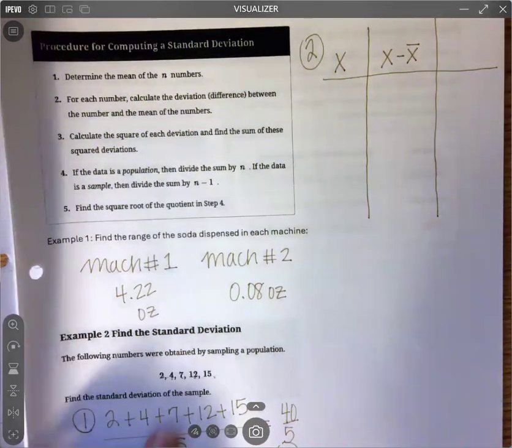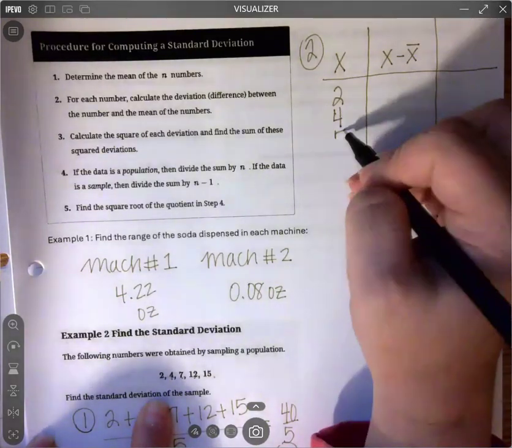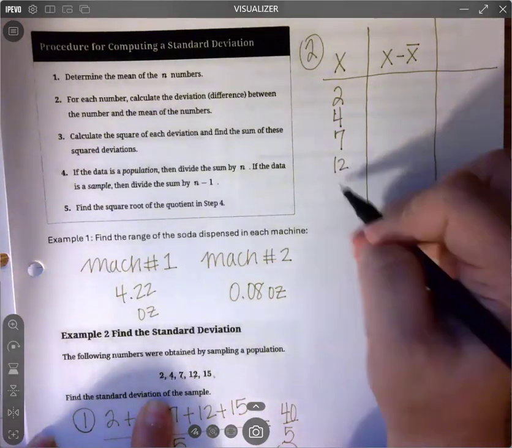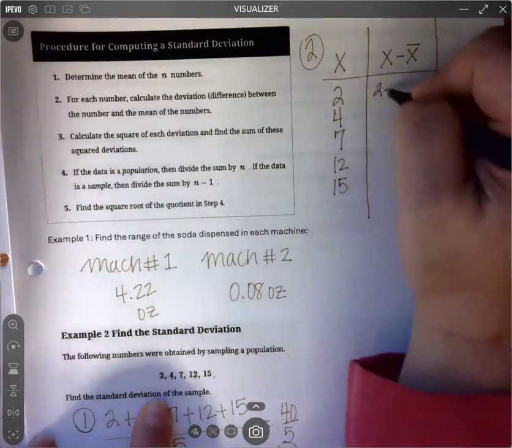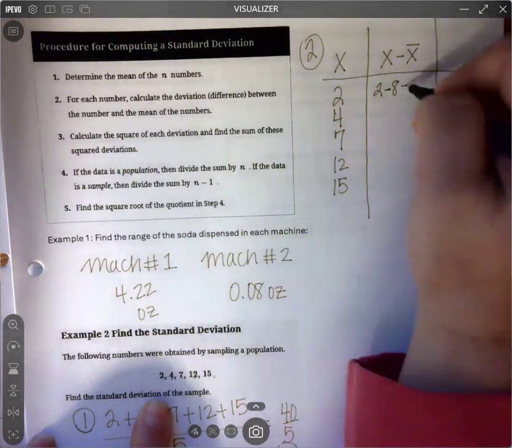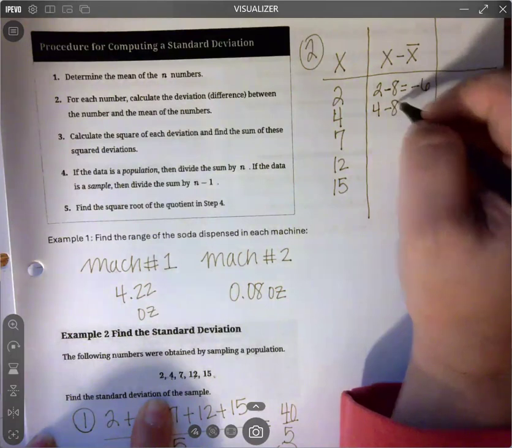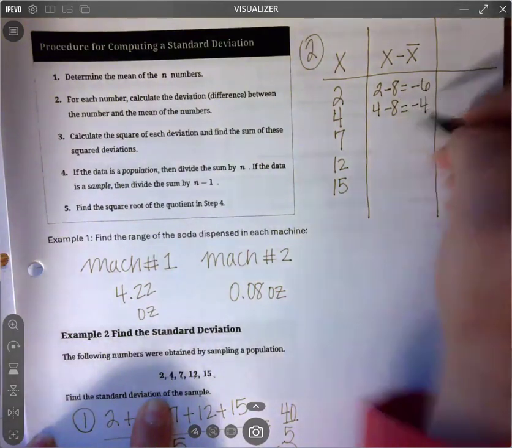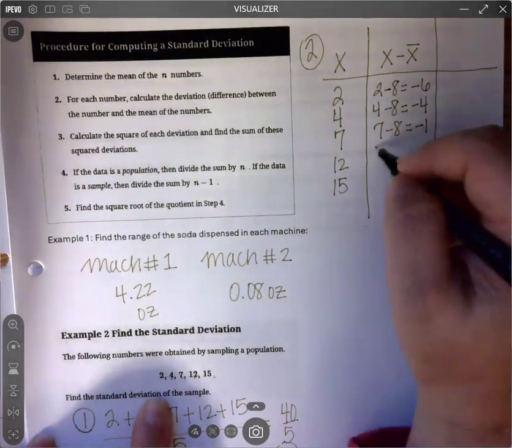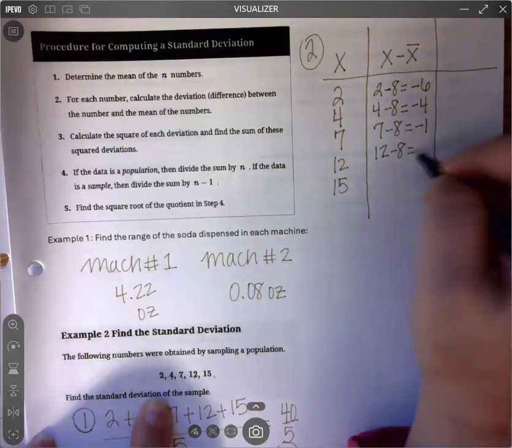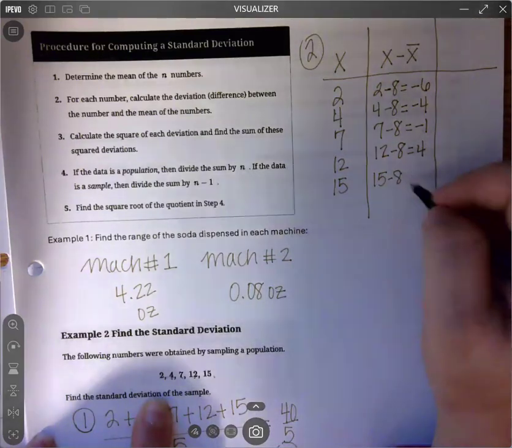So we're going to write down each of these numbers: 2, 4, 7, 12, and 15. I'm going to take 2 minus the mean, which is 8, and get negative 6. 4 minus the mean, which is 8, and get negative 4. 7 minus 8, negative 1. 12 minus 8, 4. And 15 minus 8 is 7.